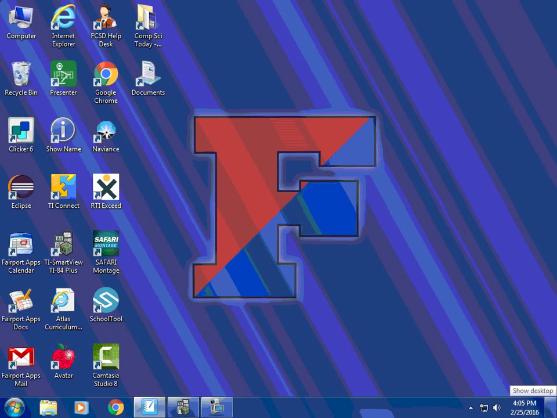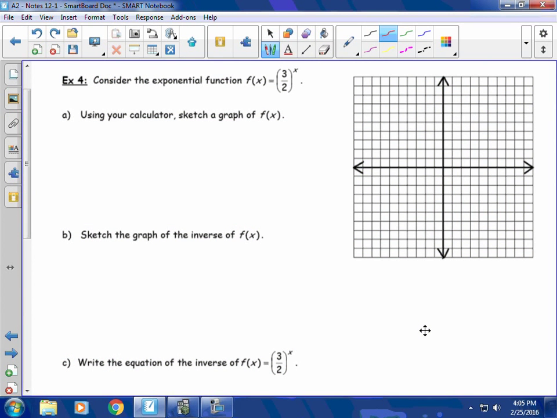Consider the exponential function f of x equals (3/2) to the x. Okay, let's make a graph of this. We could use our calculator. Let's try to be smart and do it without. We've got -2, -1, 0, 1, 2. Let's start at x equals 0, because we know (3/2) to the 0 is going to be 1. How about (3/2) to the first? That would just be 3/2. What about (3/2) squared? Well, square the top, we get 9. Square the bottom, we get 4. So this is 9/4.